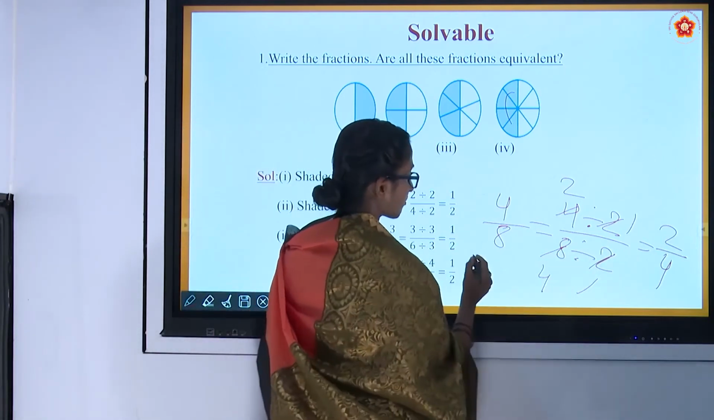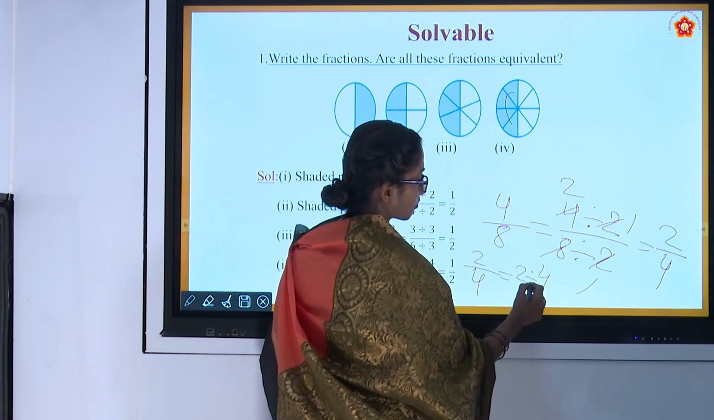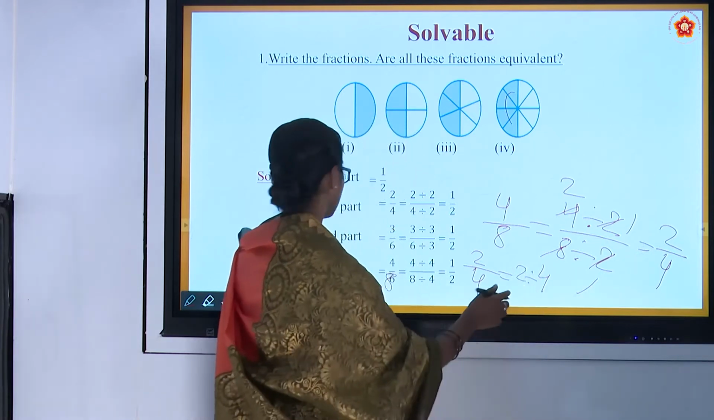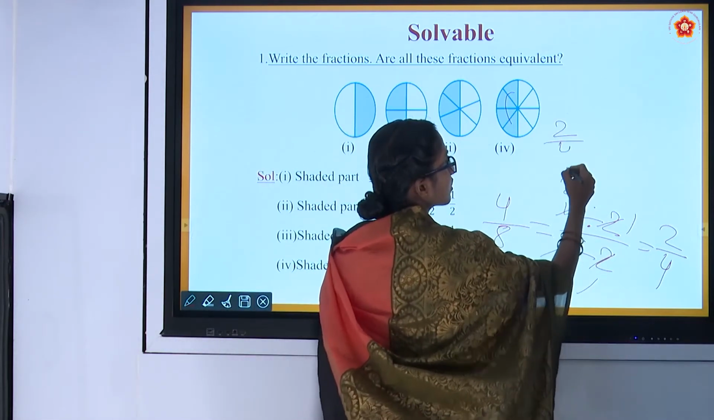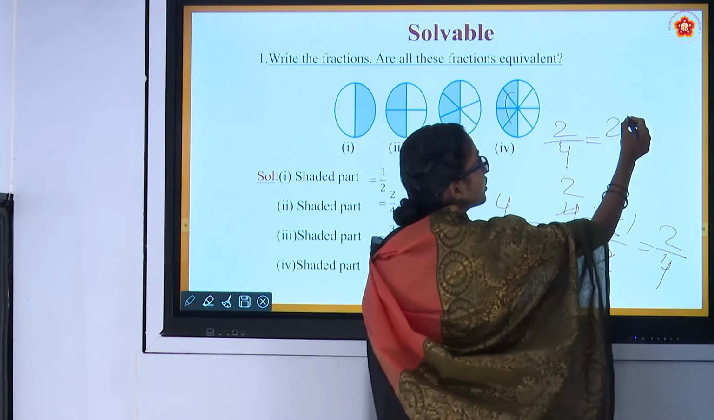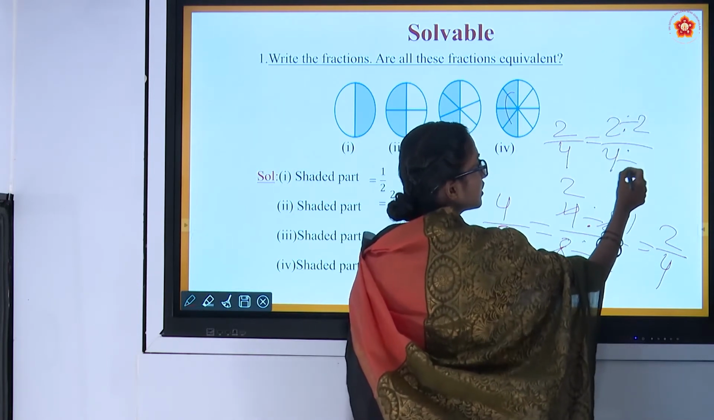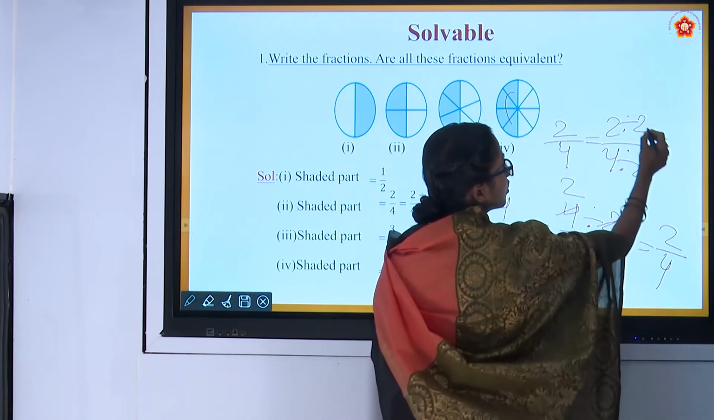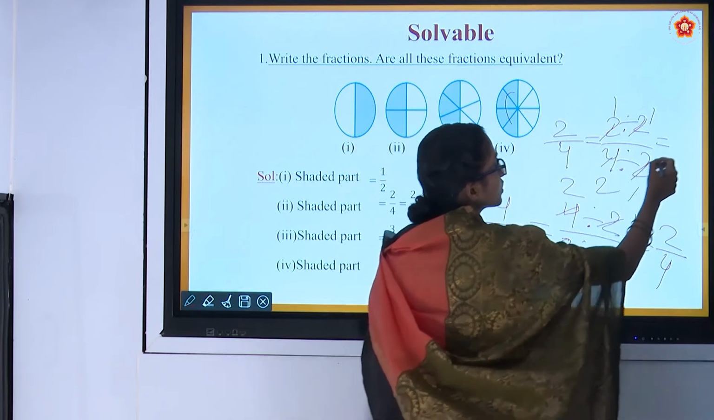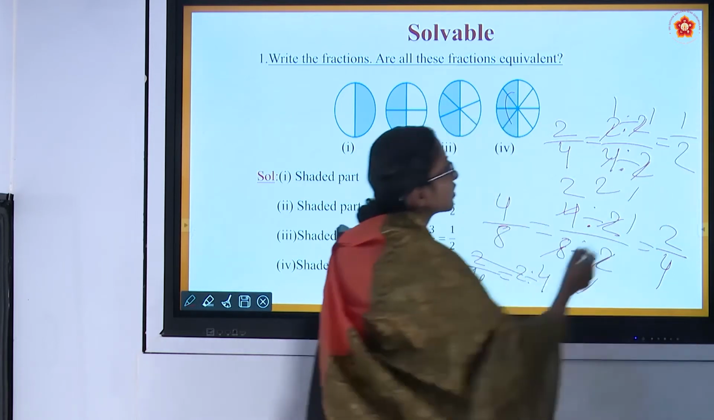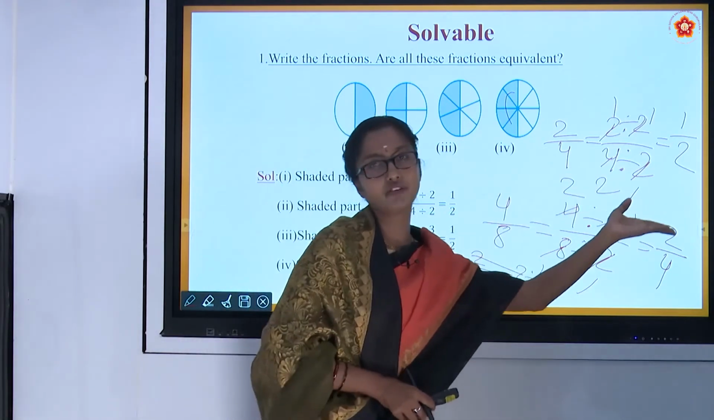So this 2 by 4 can be divided further, so let's not do it here, we'll do it here. 2 by 4 is equal to 2 divided by 2, 4 divided by 2. 2 ones are 2, 2 twos are 4, giving 1 by 2. So this is the simplest form. 1 by 2 you can't divide further.